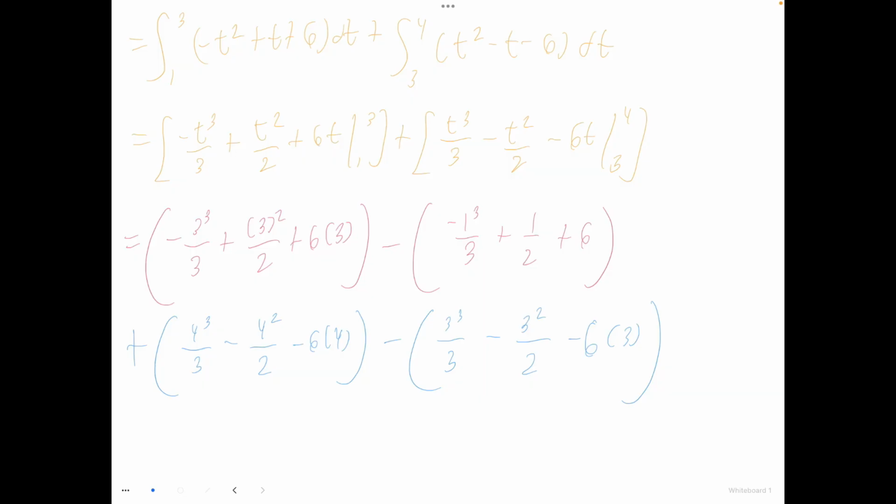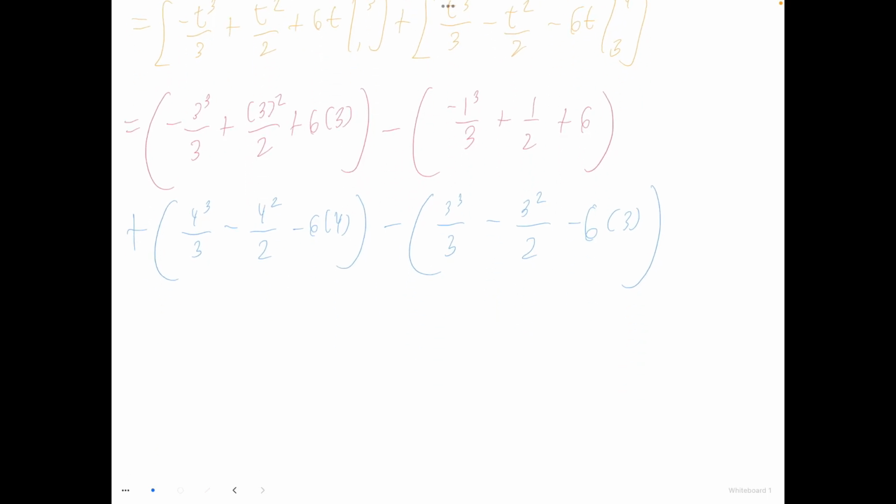Okay. And then just skipping to the end, I didn't do all the intermediate steps here. But if you compute all of these, you end up getting 61 over 6 meters, which is approximately 10.17 meters.